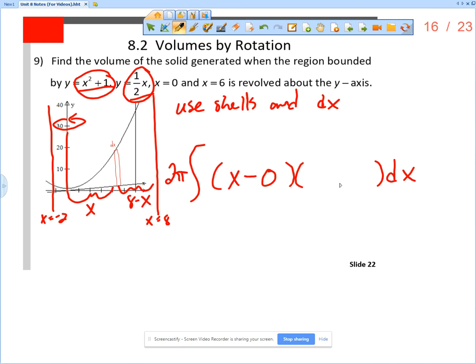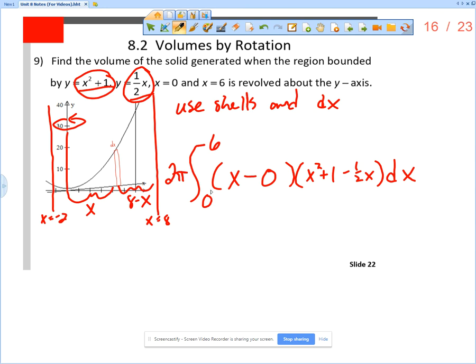Times the height. Height, remember, is just the upper boundary minus the lower boundary. What is the upper boundary of the dx? It's the x squared plus 1 minus the lower boundary, which is the 1/2 x. So I have 2 pi times the radius times the height, and then integrating from what to what? So left to right. Furthest left is 0, furthest right is 6. And so this would be the volume generated when this region is revolved about the y-axis.